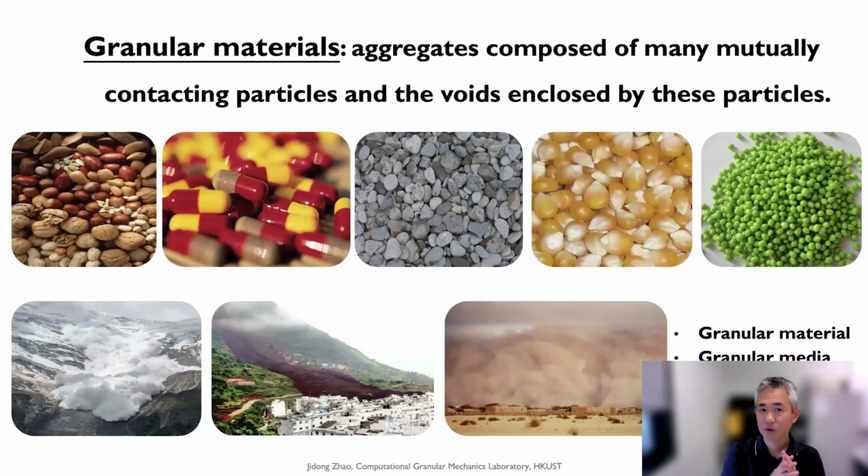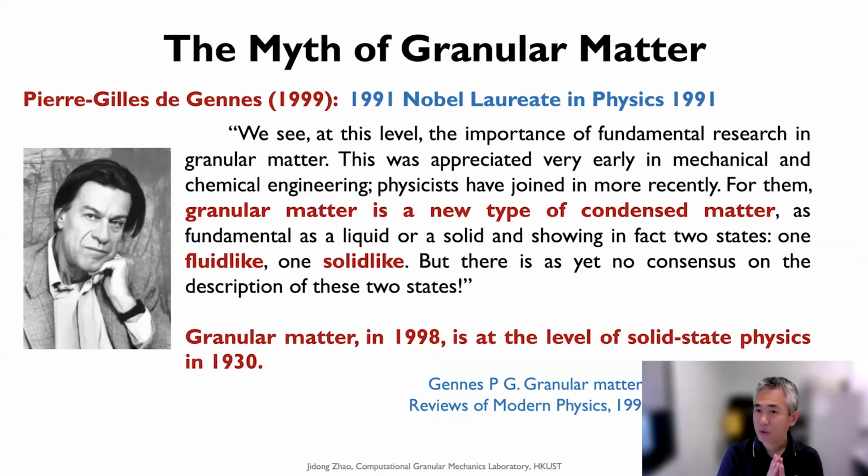And so, as Professor Ratana defined before, granular matter basically refers to aggregates composed of many mutually contacting particles, and the voids included by these particles, as shown in the following example. It is sometimes called granular matter, granular material, or soft matter, and in a general sense belongs to condensed matter, right? And granular matter is very challenging to understand.